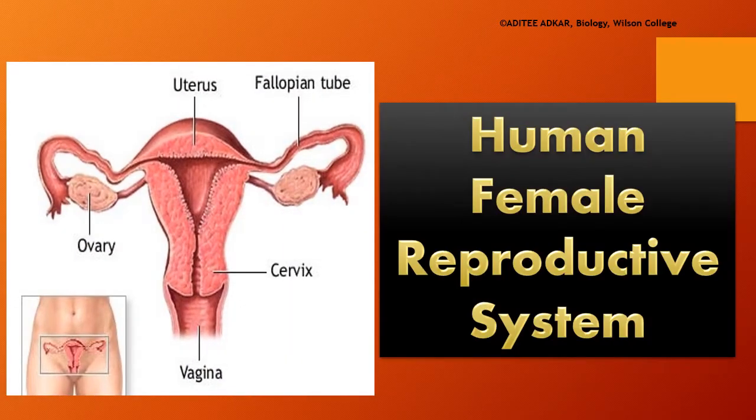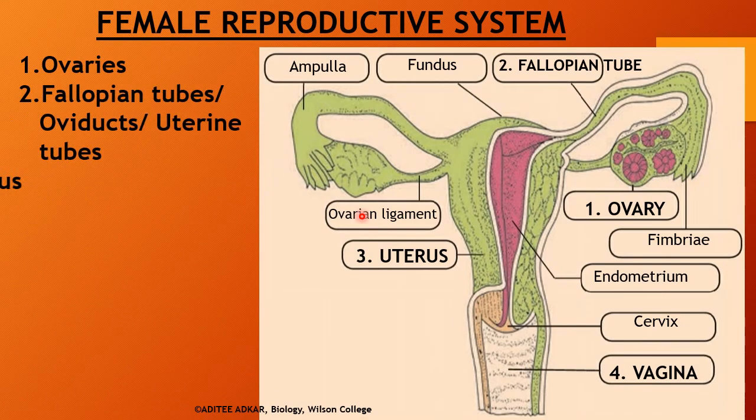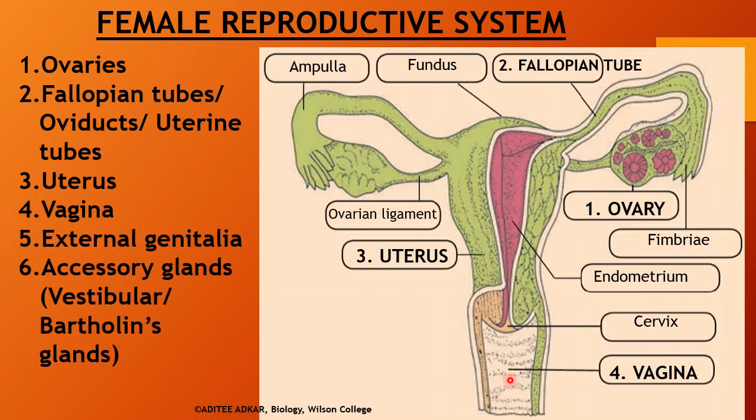Let's study the human female reproductive system. The female reproductive system consists of a pair of ovaries, which are the primary sex organs of the female or the female gonads. It also shows a pair of fallopian tubes or the oviducts, a uterus, which is the womb, and a vagina. Those parts of the reproductive system which are present on the external body surface are collectively referred to as the external genitalia or the vulva.